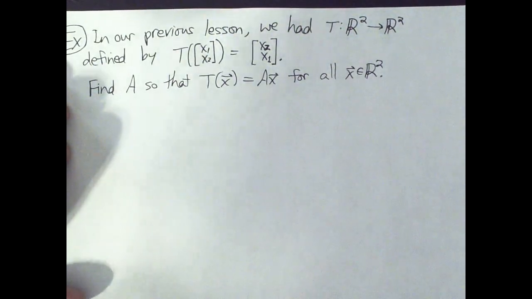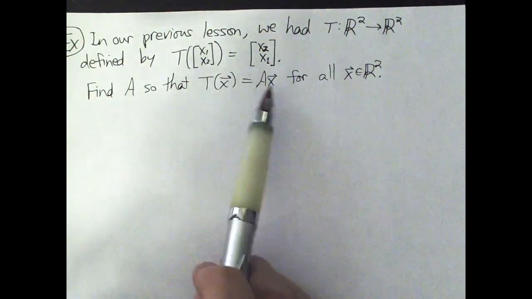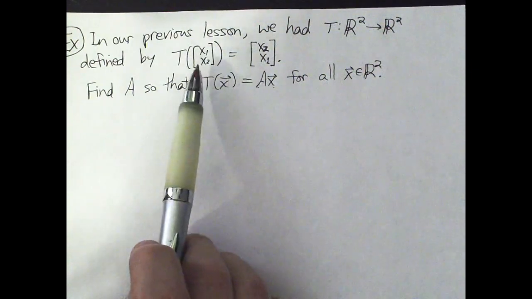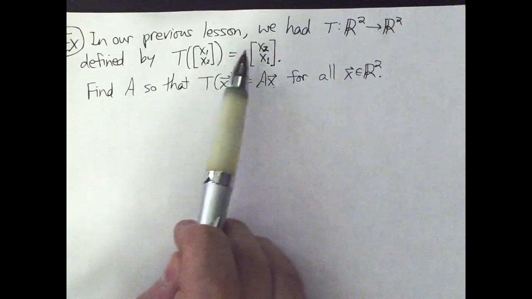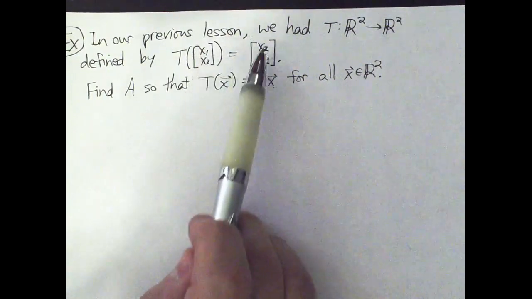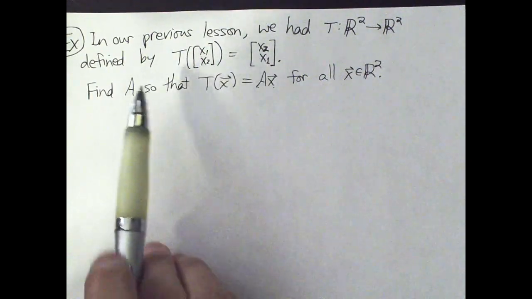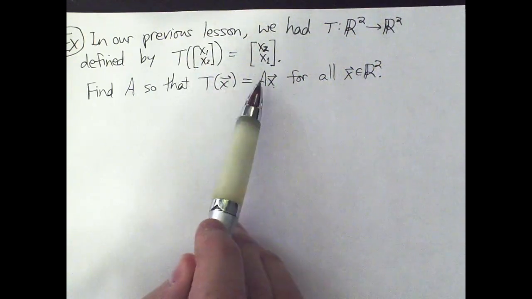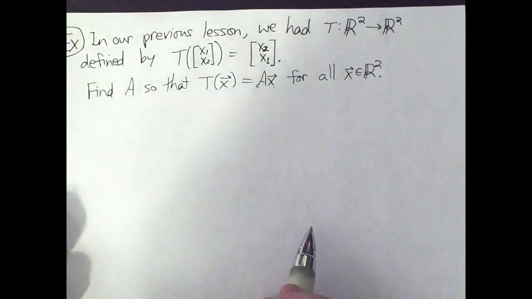This transformation is given to us not in this form. It's not given in the form A times x. It's given more as a formula, right? T of this vector equals this vector. It's telling us to take the positions and swap them. You know, x1 and x2 swap places. But I'd like us to find a matrix so that this linear transformation can be written as a matrix times a vector. So we're going to use Theorem 10 to do this.